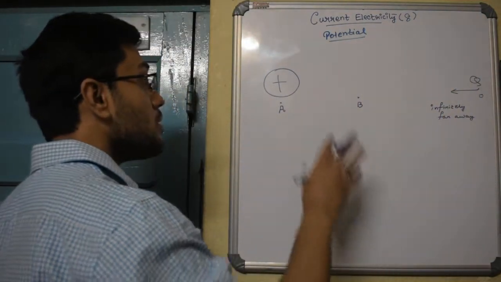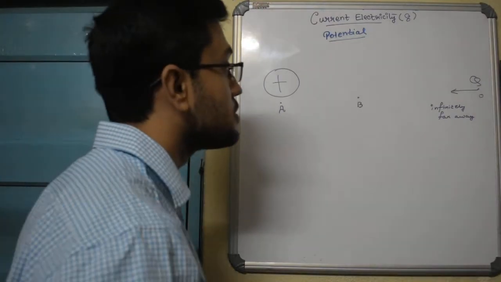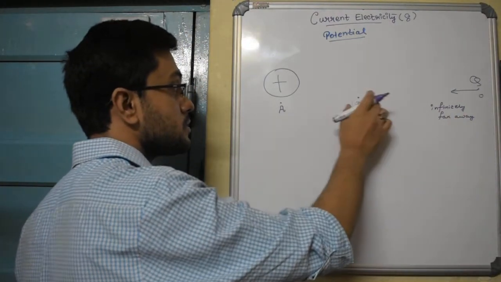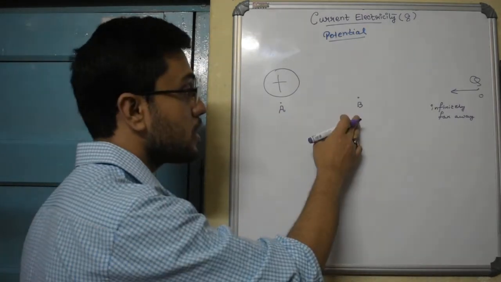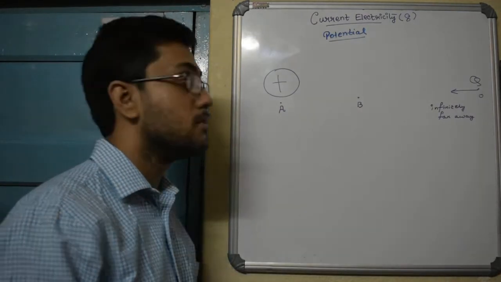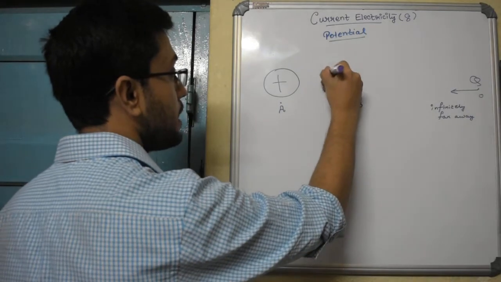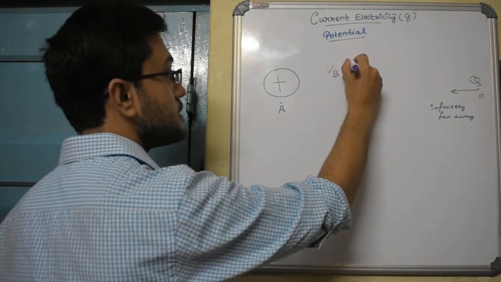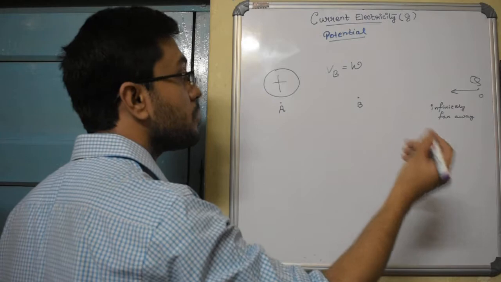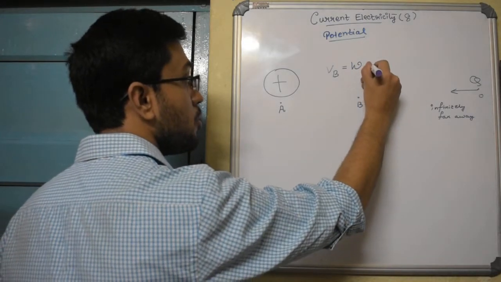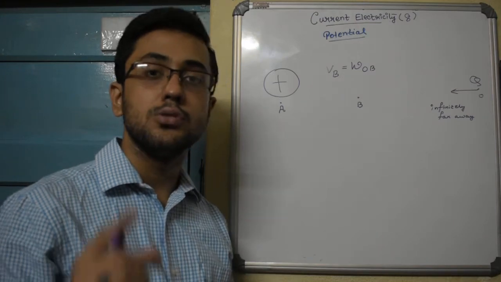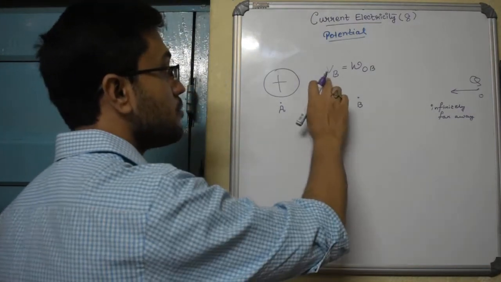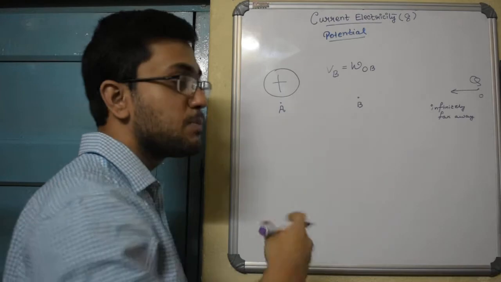Whenever I am bringing a test charge Q from an infinitely far away distance to the point B, the amount of work that I have to do to bring it to point B is the potential at point B. So potential at B, that is V at B, is the amount of work I have to do to bring this charge from O to B. Now generally the test charge has a magnitude of 1 coulomb. Therefore, for potential and work, this equation is perfectly fine.